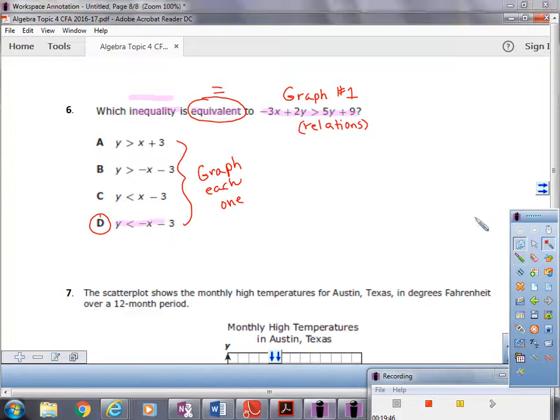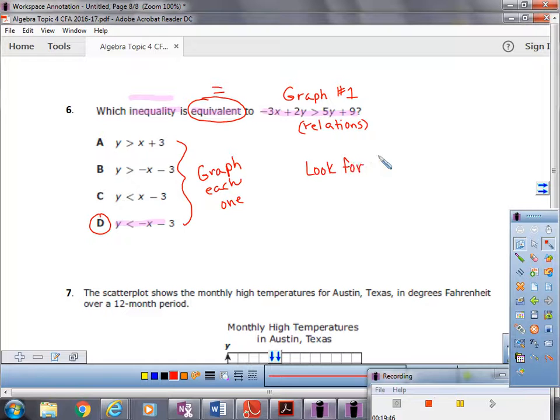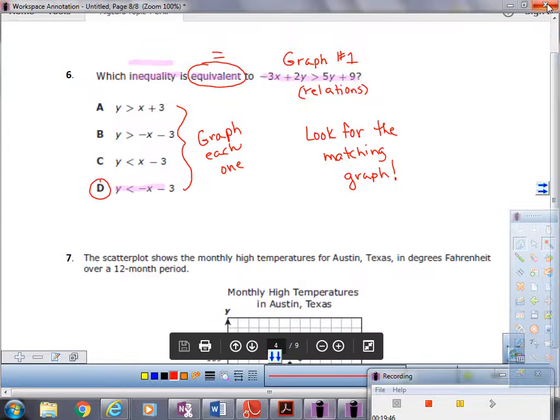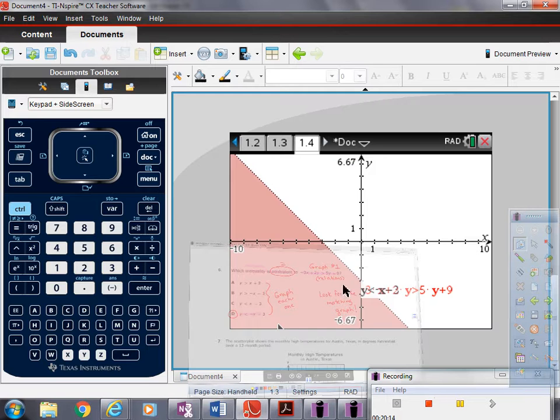Okay. So again, look for the matching graph. Anytime they say equivalent, you can pretty much almost always graph the problem, graph the answers until you find one that is the same graph. Alright, so let's look at number 6 next.